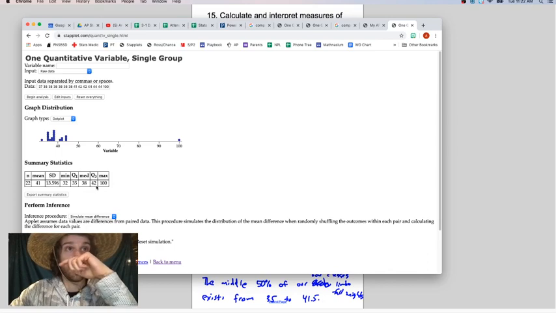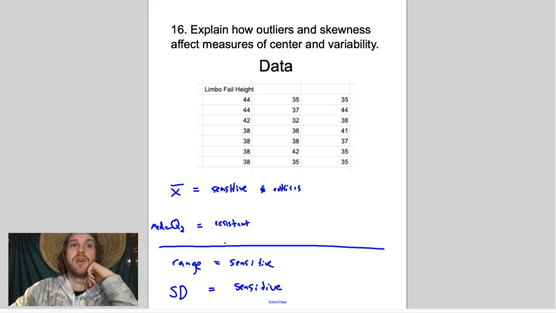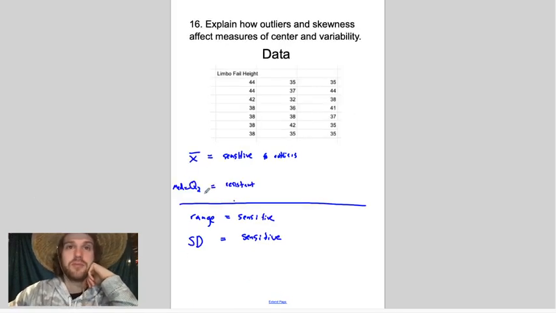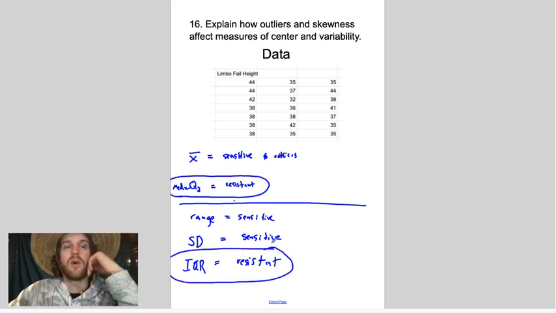Okay, let's look at Q3 and Q1. Well, now Q3 is 42, Q1 is still 35, which means our IQR did not change hardly at all. So the range is sensitive, standard deviation is sensitive, the IQR is resistant. So if you are trying to choose statistics to use when you have an outlier, you want to use the IQR and you want to use the median. It's not saying these are bad. It's just saying these are kind of bad when there's an outlier.